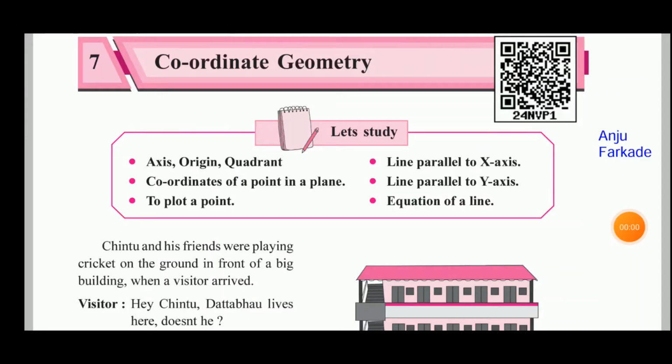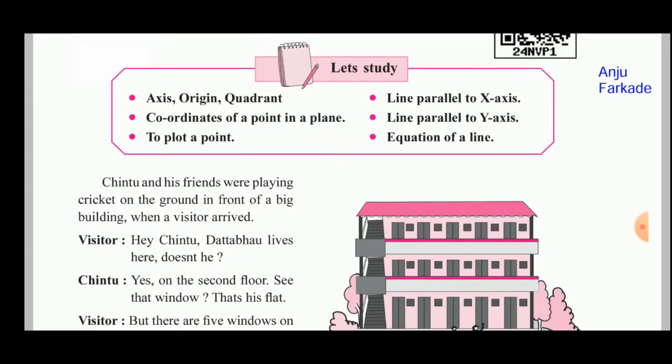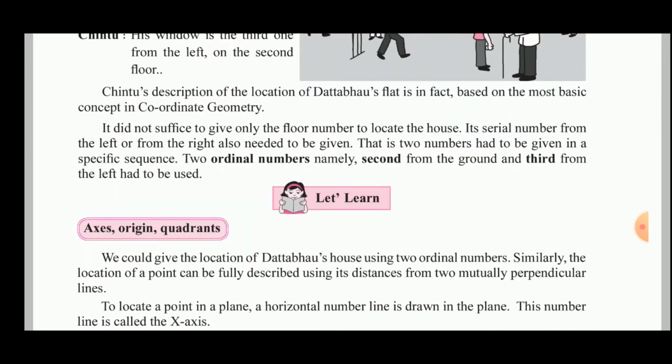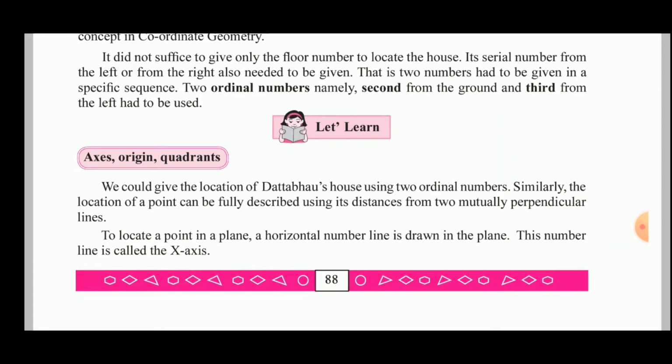Children, let us now begin the next chapter, coordinate geometry. In this chapter, we will learn about the axis, origin, quadrant, coordinates of a point in a plane, to plot a point, the equation of the line parallel to the x-axis, the equation of the line parallel to the y-axis, and the lines parallel to the x-axis and the y-axis. Now, let us first see about the axis, origin, and the quadrants.